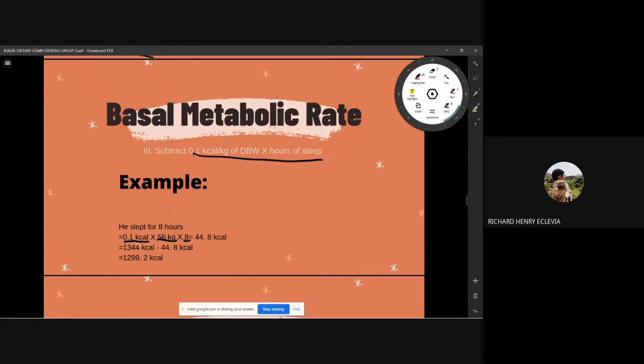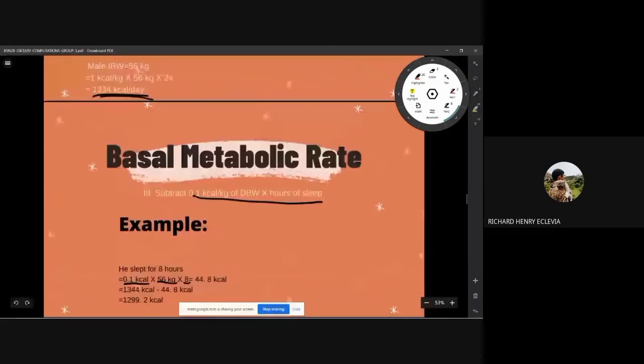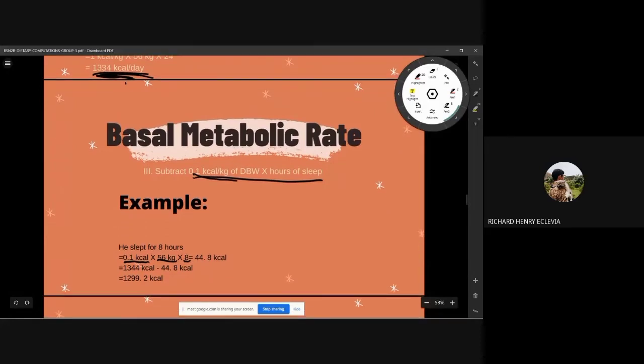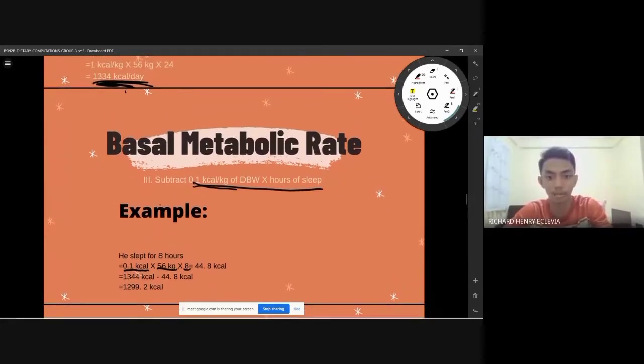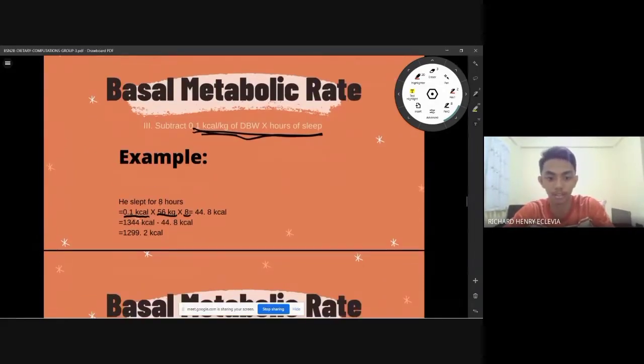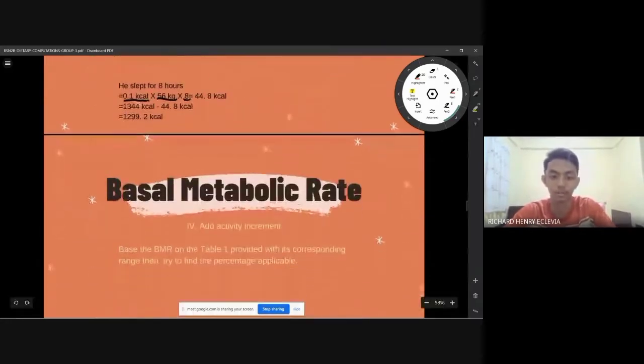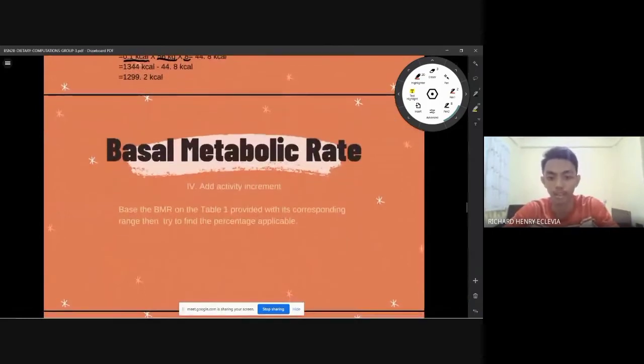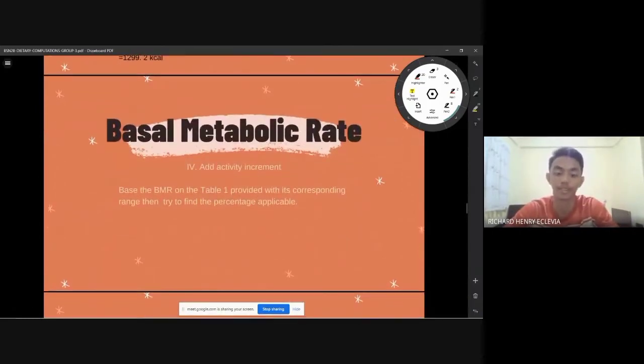So di ba, sabi, ima-minus mo ito sa product nito. So ayan, 1,034 kilocalories minus 44.8 kilocalories. Then ayan, 1,229.2 kilocalories. Then for the fourth step, add activity increment.